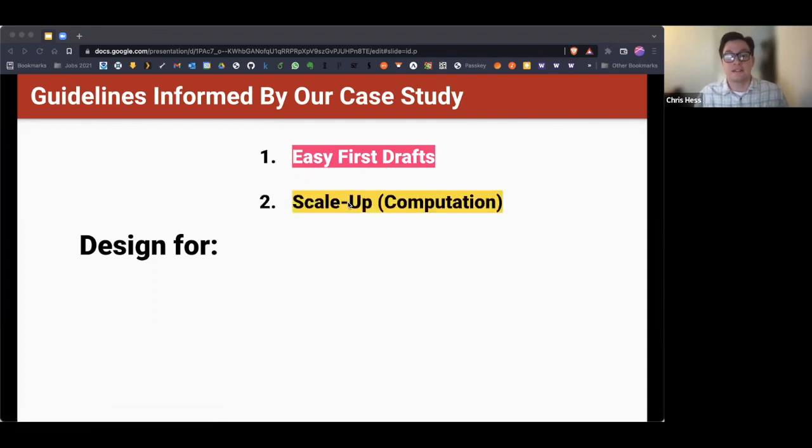The second guideline is to design for scaling up computation. In other words, first drafts should be able to be extended or productionized into large-scale or long-running projects should user goals eventually require this.